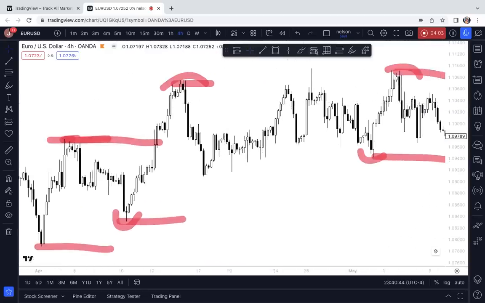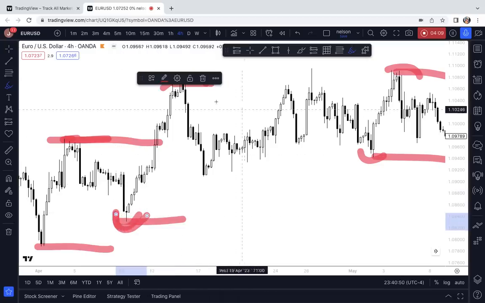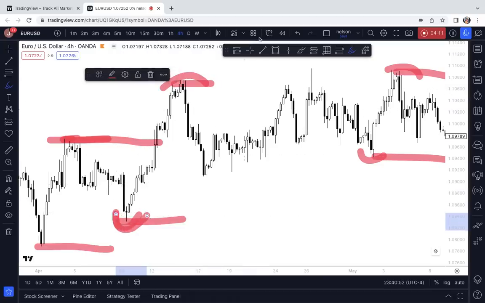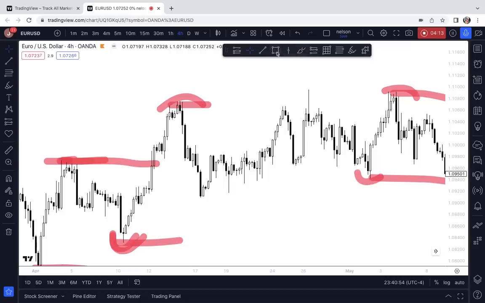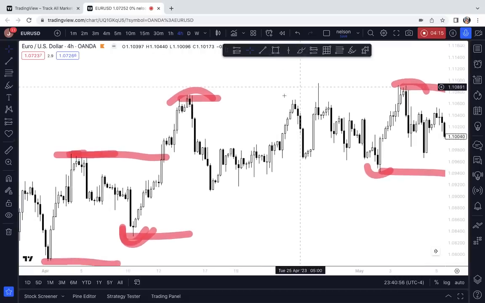Now we continue. We see how this low hasn't broken this low. So what does that mean? That we're still in a bullish trend. Why are the trading ranges important?